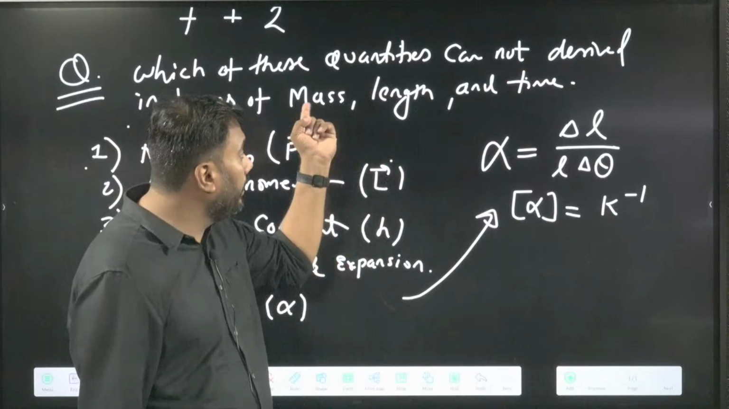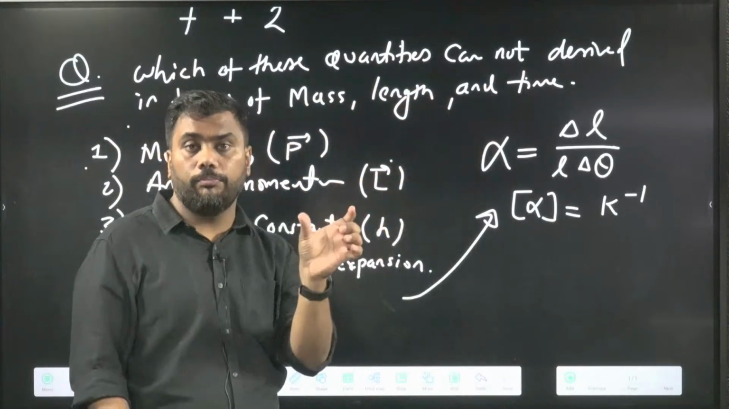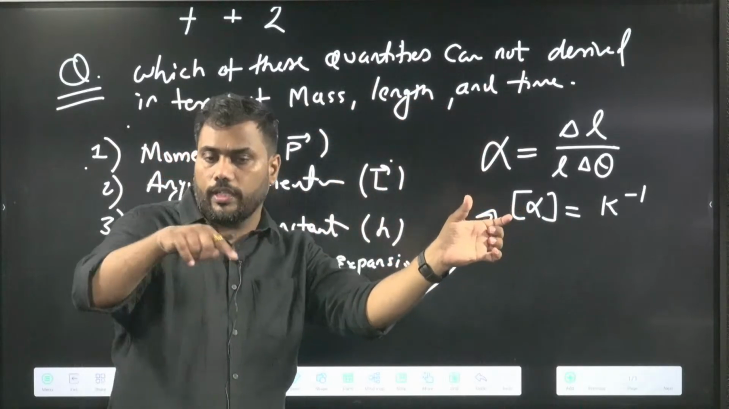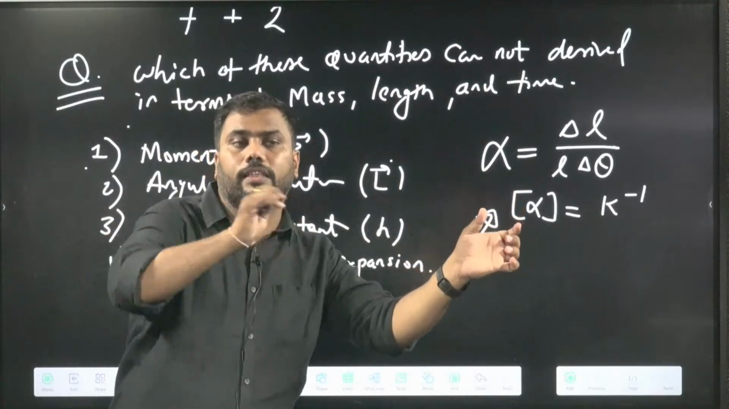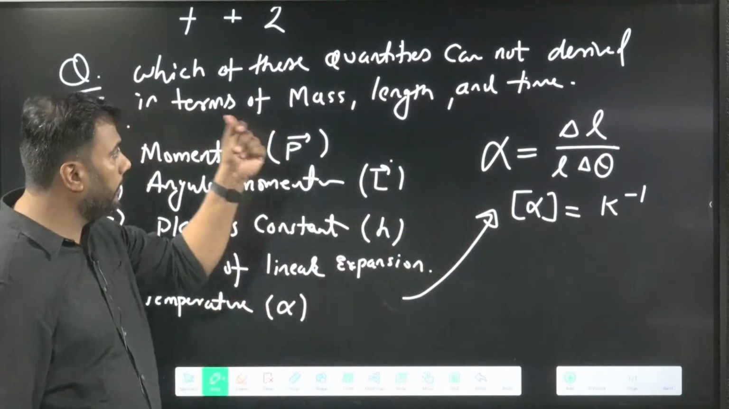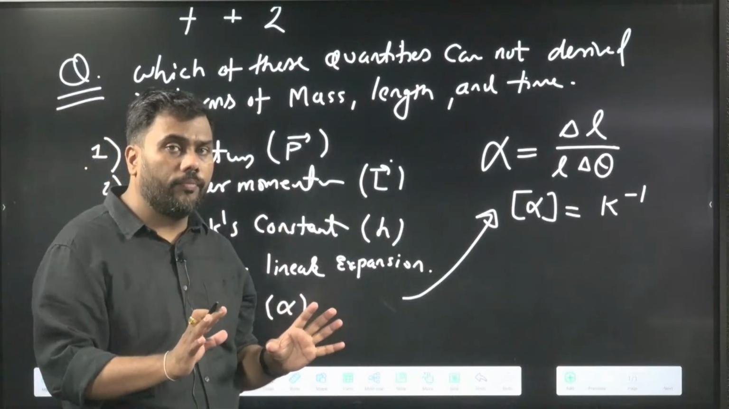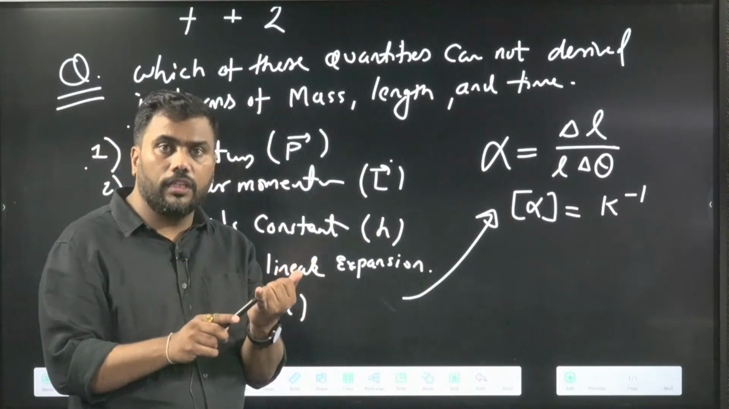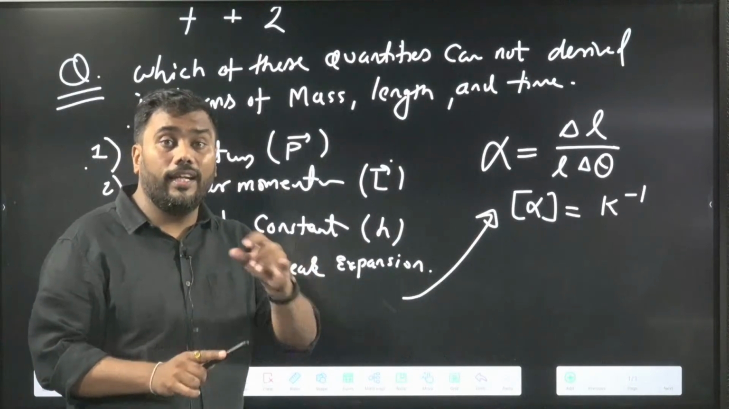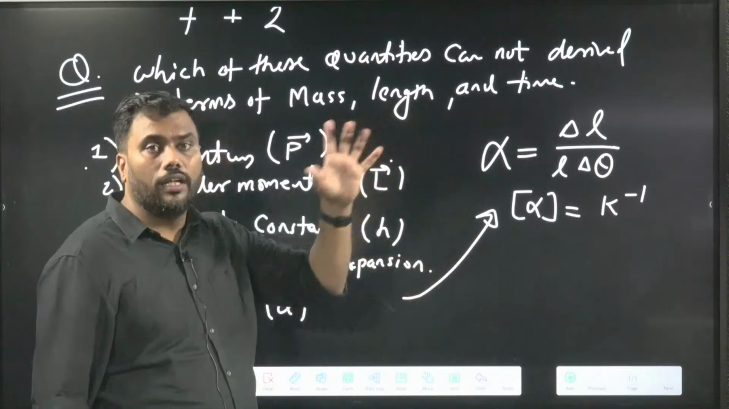I cannot find temperature using these three, because temperature is another fundamental physical quantity that cannot be derived in terms of mass, length and time. So the correct answer of this question is the fourth. And any other physical quantity which contains temperature, mole, current, or anything other than these three also cannot be derived.